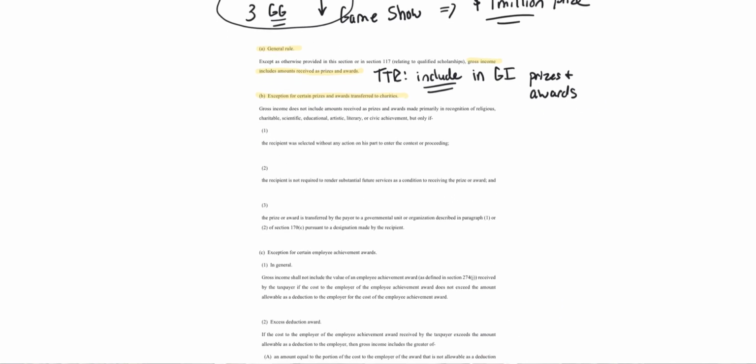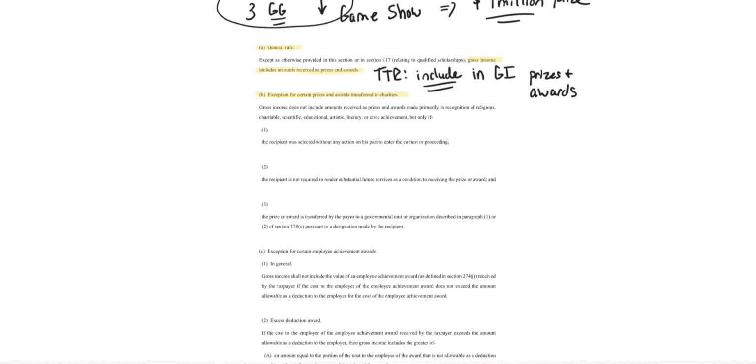It deals with gross income does not include amounts received as prizes and awards made primarily in recognition of religious, charitable, scientific, educational, artistic, literary, or, here's our or language, civic achievement, but only if, and it gives 1, 2, and 3. And notice it says, and, so you need all 3 of these. You need number 1, number 2, and number 3. If you want to stop the video right now and read those requirements, go ahead and do that. You might have already learned about this rule. Okay. So that's the point.